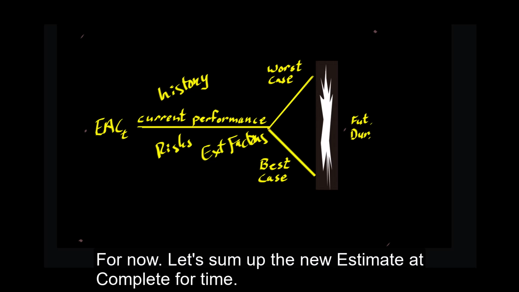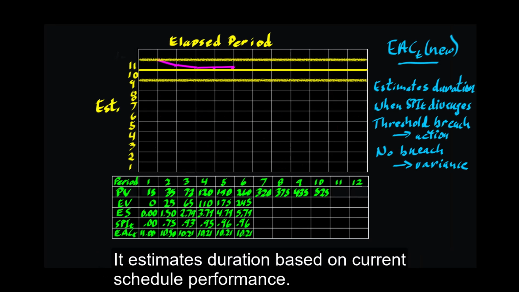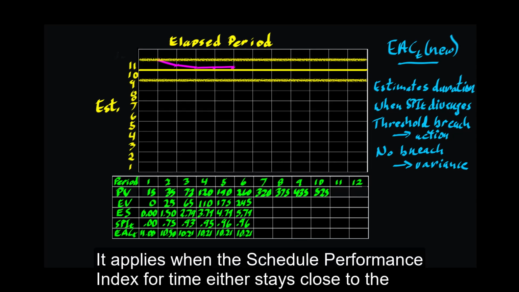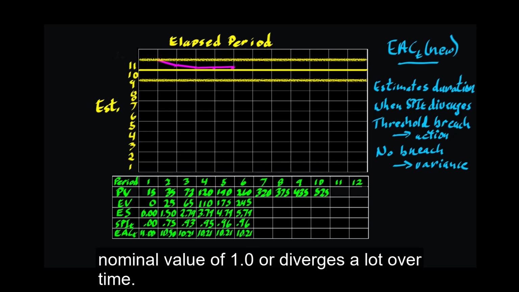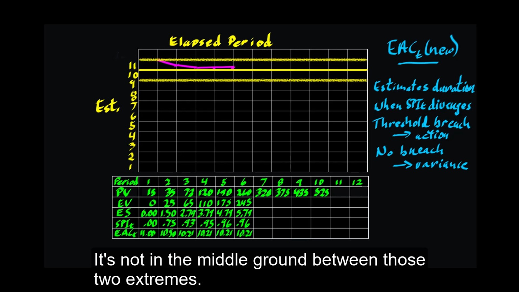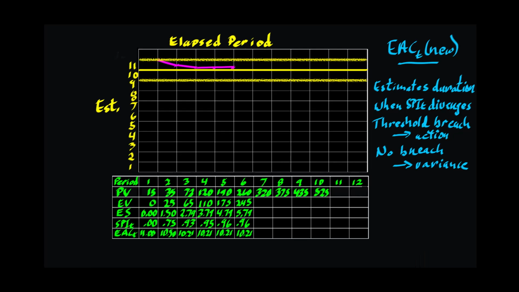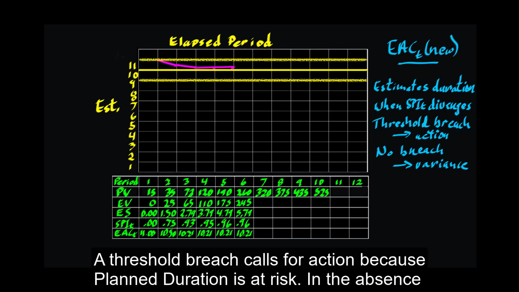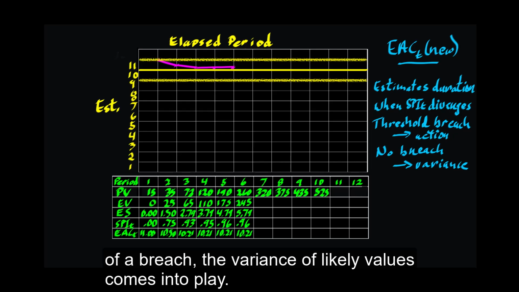For now, let's sum up the new estimate at complete for time. It estimates duration based on current schedule performance. It applies when the schedule performance index for time either stays close to the nominal value of 1.0 or diverges a lot over time. It's not in the middle ground between those two extremes. A threshold breach calls for action because planned duration is at risk. In the absence of a breach, the variance of likely values comes into play.